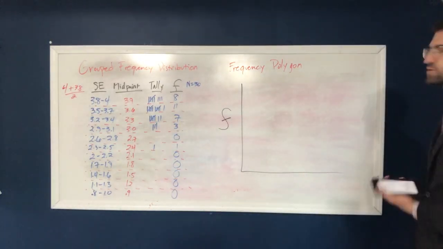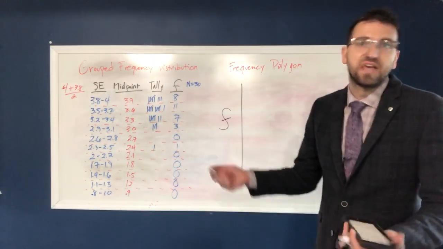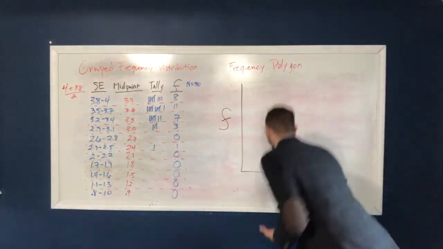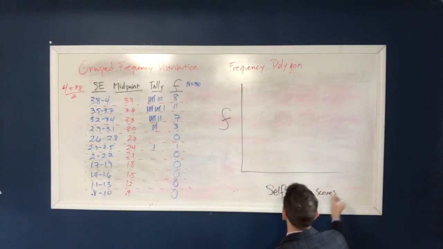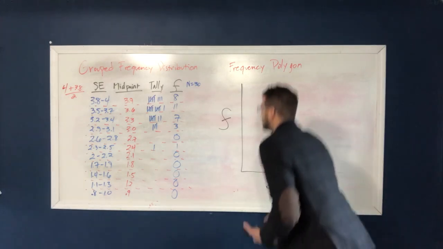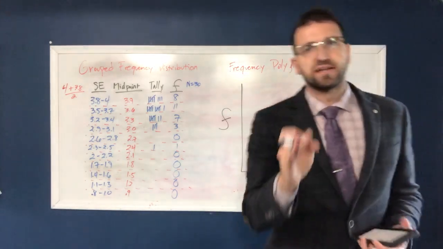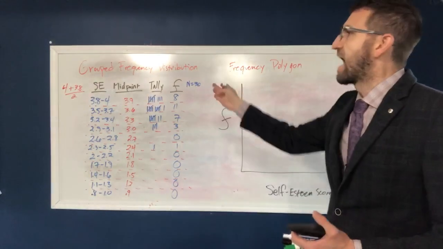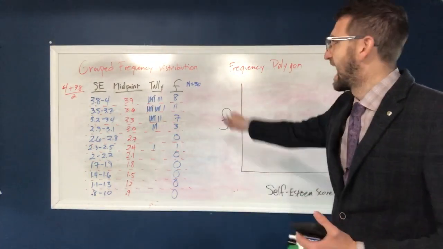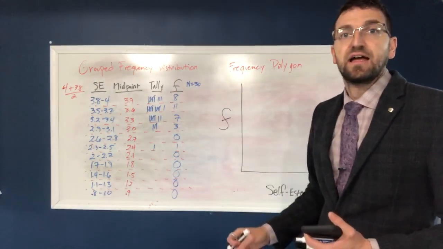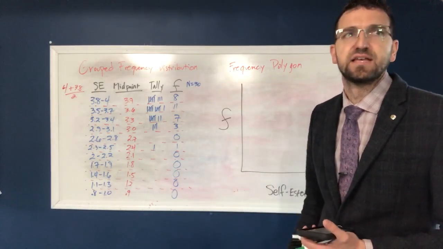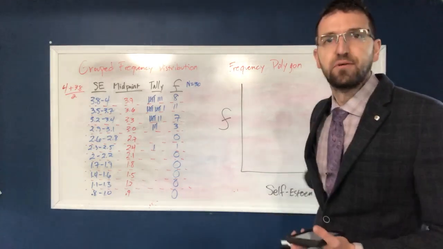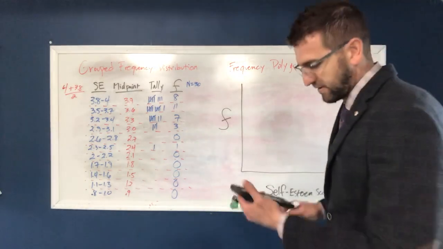Our x-axis is going to be self-esteem scores, right? That's what we're talking about. So you could just write self-esteem scores. Okay, now at this point you have a choice. You have the midpoint and you have the intervals. I do not use the midpoint. I like the intervals. But some people, they put the midpoint on there. Fair enough?